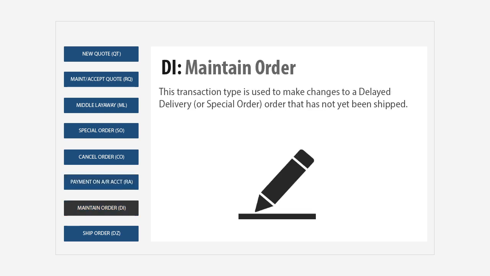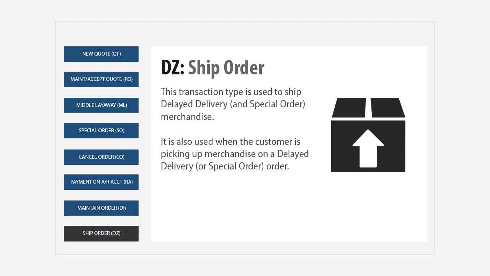The DI transaction type is used to make changes to a delayed delivery order that has not yet been shipped. The DZ transaction type is used to ship delayed delivery merchandise. It is also used when the customer is picking up merchandise on a delayed delivery order.